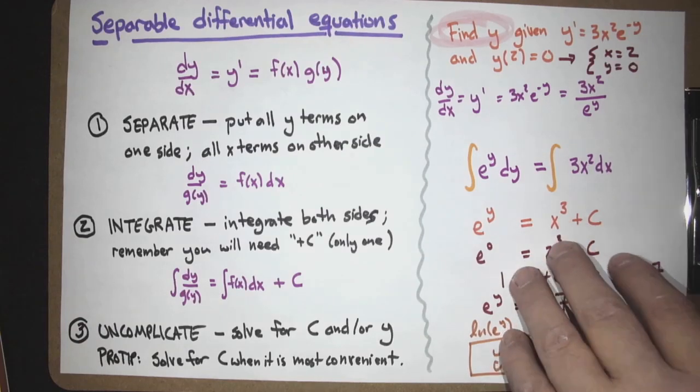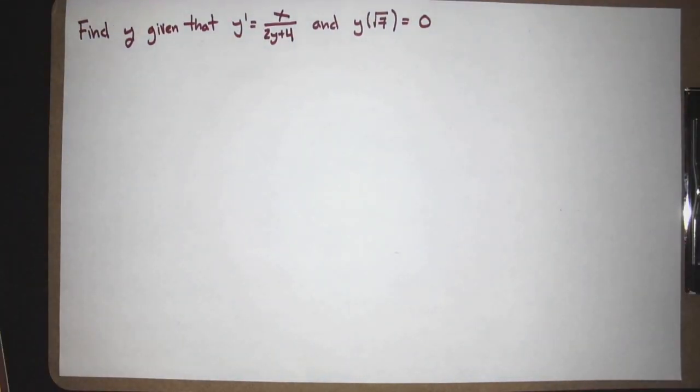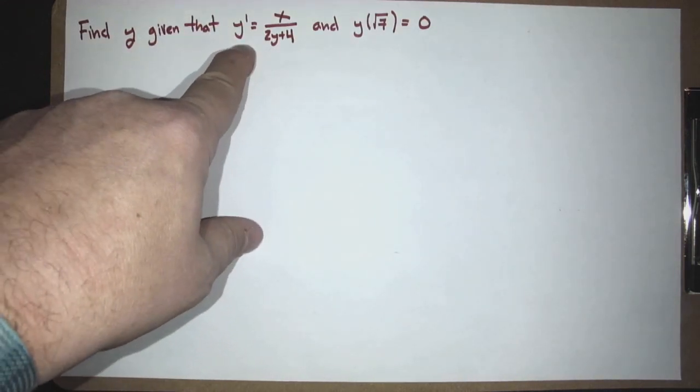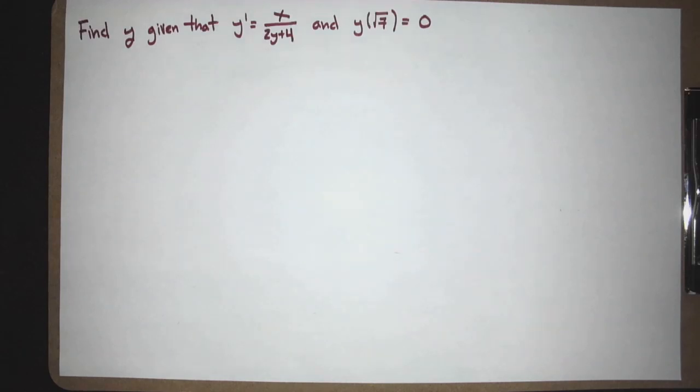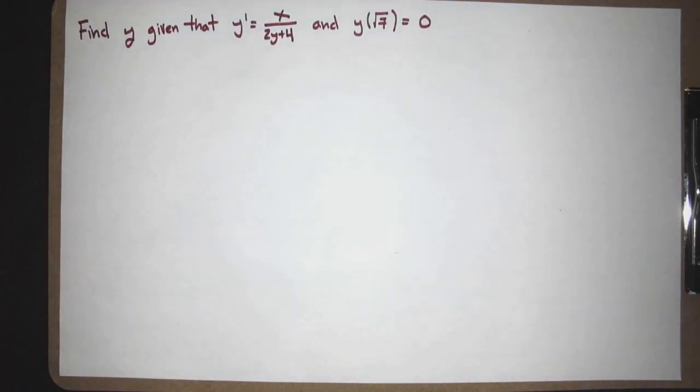All right. Let's try another problem. Find y, given that y prime equals x over 2y plus 4, and y of square root of 7 equals 0. Okay, so let's go through our procedure. First off, it is a differential equation because we see y prime and an equal sign. So, okay, differential equation, and we see stuff involving x and y, so it's not an antiderivative problem, it's one of these separable problems. So, step 1 is to do what?